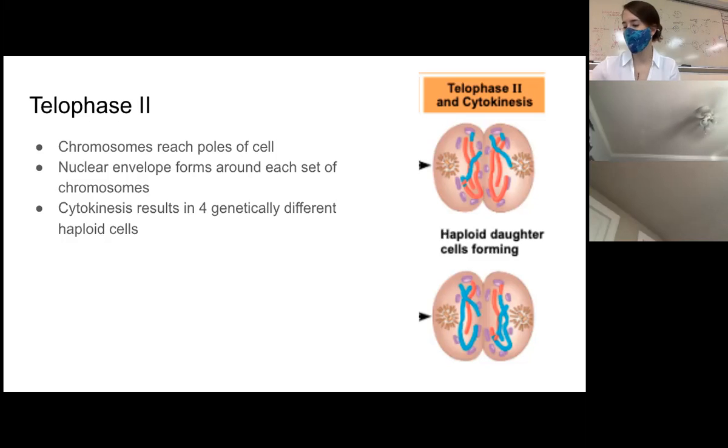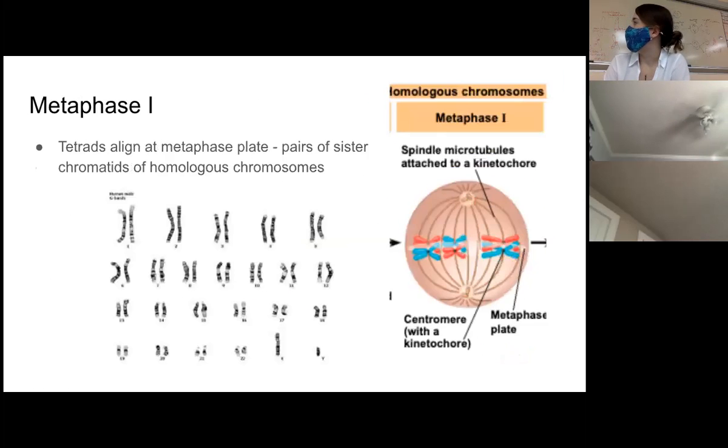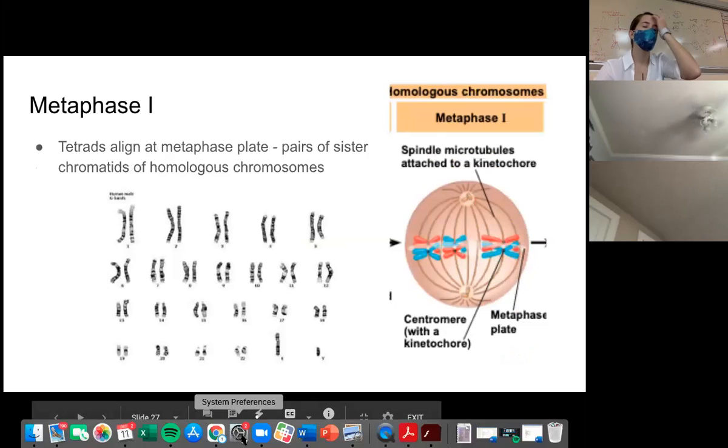What other questions do you have? What's the difference between meiosis 1 and meiosis 2? The sister chromatids separate in meiosis 2, and meiosis 1 is like, I can't say it. Homologous. Homologous chromosomes separate.